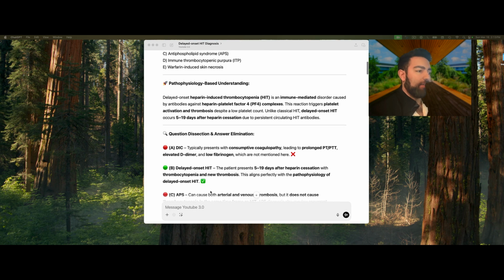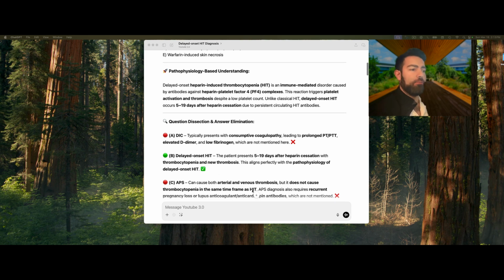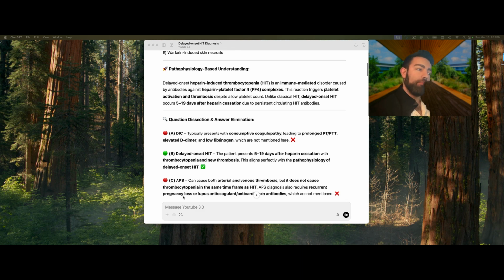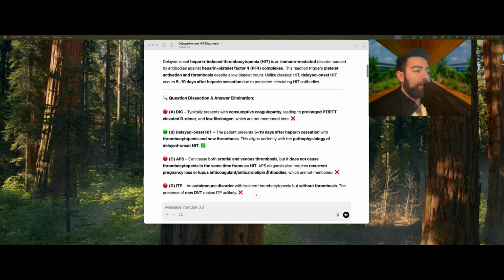APS, this would be the antiphospholipid syndrome. This can cause both arterial and venous thrombosis. It does not cause thrombocytopenia in that same time frame as HIT. APS diagnosis also requires recurrent pregnancy loss or some sort of lupus anticoagulant or anticardiolipin antibodies, which are not mentioned in this question. And then ITP, which is an autoimmune disorder, causes isolated thrombocytopenia but without thrombosis. The presence of a new DVT makes ITP very unlikely.